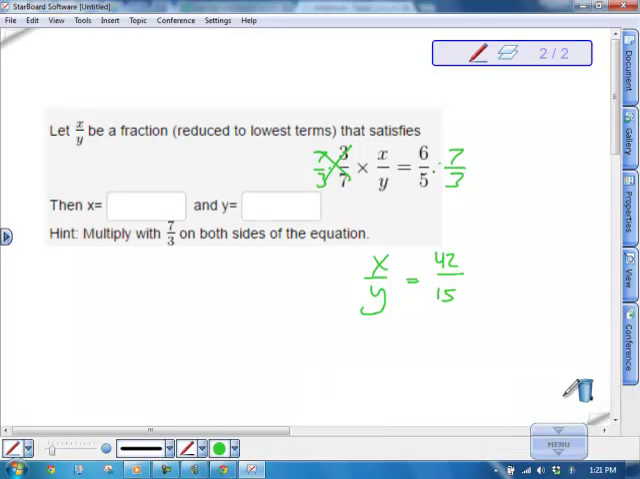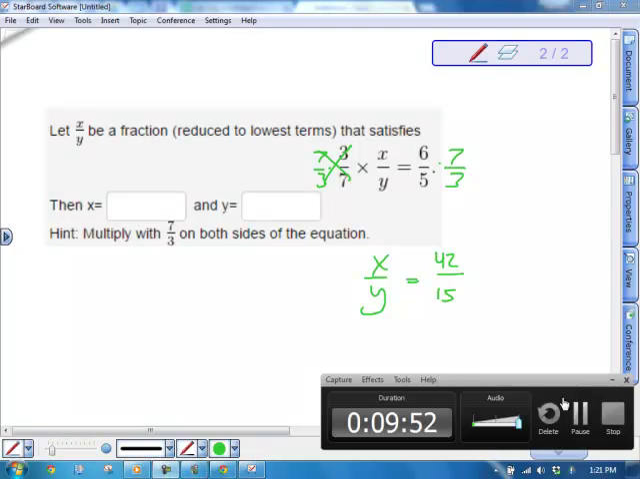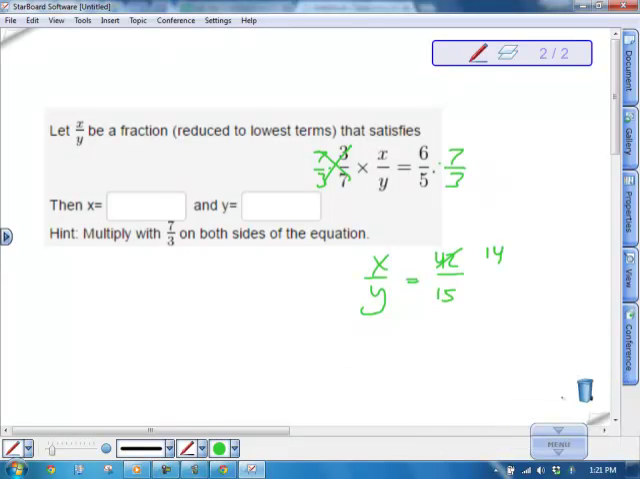So I do need to simplify this. Let's think of a number that goes into both the top and the bottom. So 3 goes into the top and the bottom. 3 goes into 42 14 times, and it goes into 15 5 times. So this reduces to 14 over 5, so x would be 14 and y would be 5 if it was reduced.